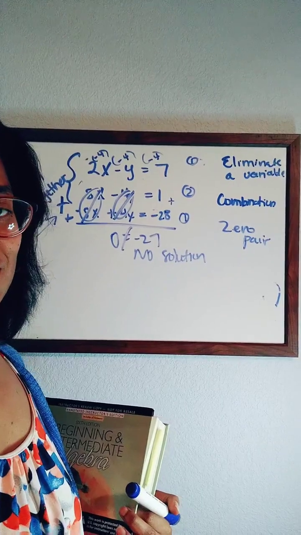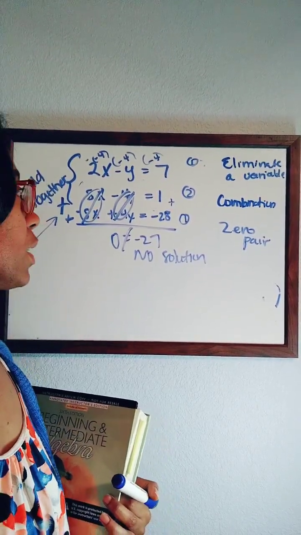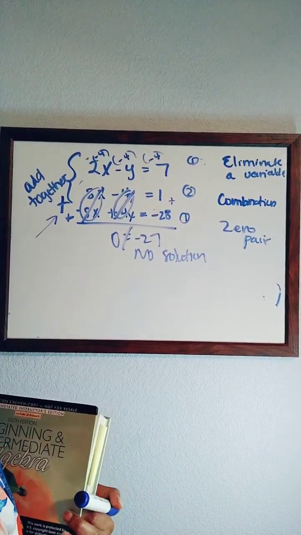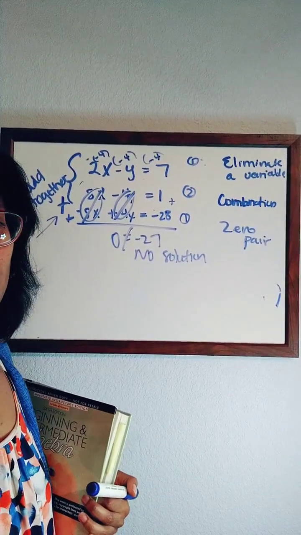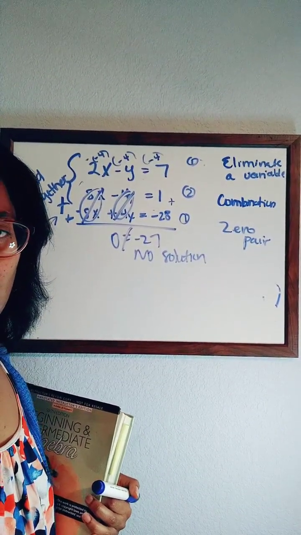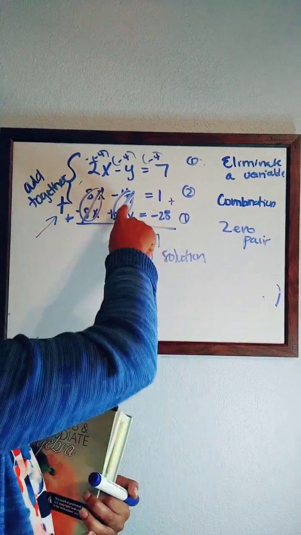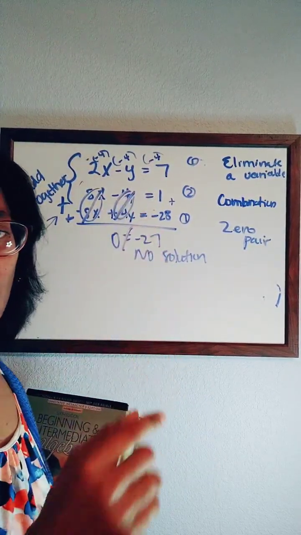If it was negative 2y, it would end up being, you said change the top? We won't do 2y. It has to be negative 4y.